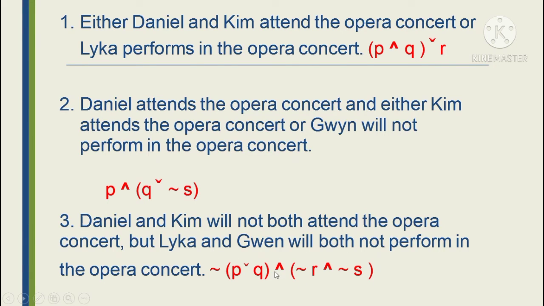So, ito yung but. Both Laika and Gwen, Laika, this is not, so not performing the opera, so sila ay parehas may ganito. Ano? So, we could say that this is the, but Laika for R is for Laika and S is for Gwen will both not perform in the opera concert. So, naintindihan yung ating example.